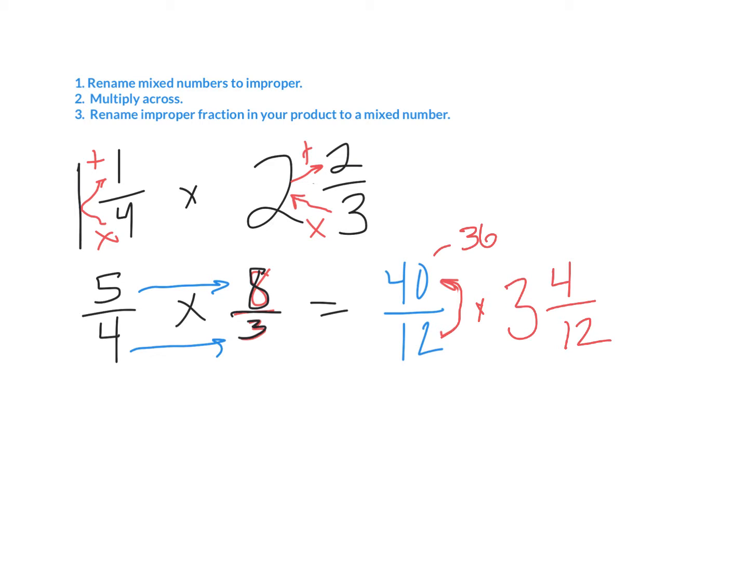Now, this is a good way to leave it, because it is technically right, as you did in step 3, rename the improper fraction in your product to a mixed number. We just did that. So this could be our answer. However, in this case, we can reduce it because 4 twelfths is not in lowest terms. So those of you that are ready for this and can challenge yourself, if I take 4, I know I can divide 4 by itself, and I can also divide 12 by 4. So my reduced product is going to be 3 1/3.